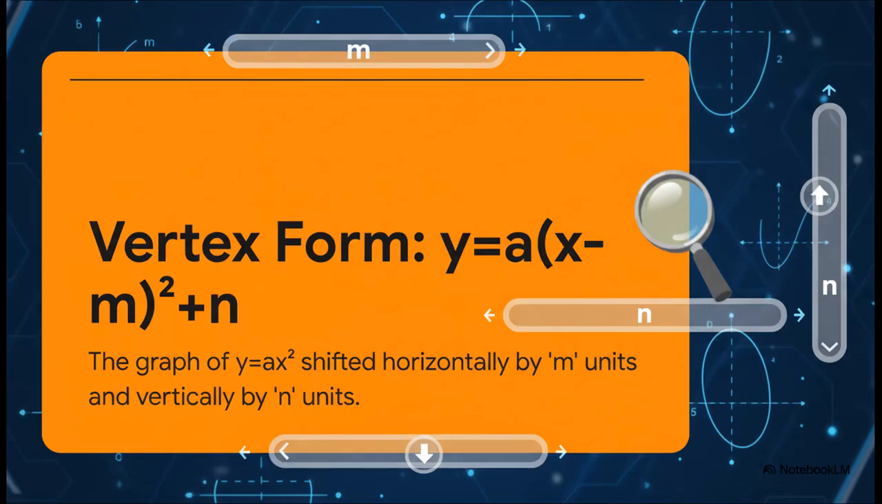And here is our upgrade. This is called the vertex form. Now, I know it looks a little more complex, y equals a times (x minus m) squared plus n, but don't let that fool you. This thing is incredibly powerful. Just think of m and n as your personal control panel. m is like a slider that moves the parabola left and right, and n is the slider that moves it up and down. It gives you total control.